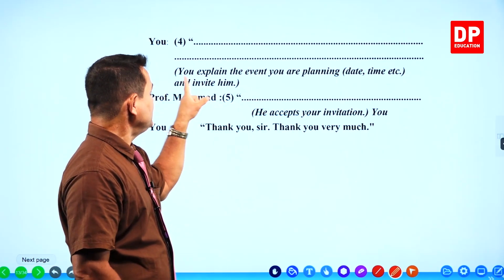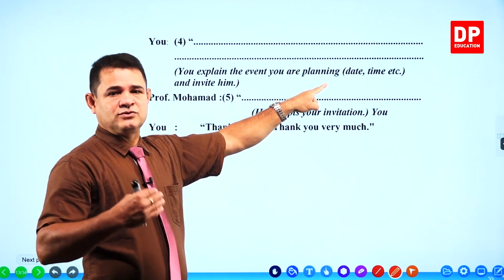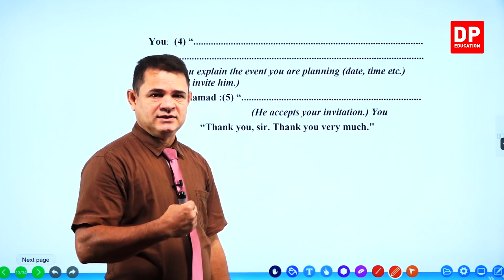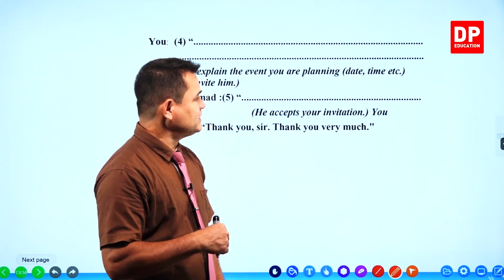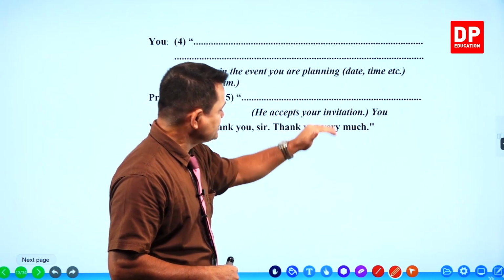So in this place only you explain the event you are planning. So we are planning English day and this day, this time, and we invite you to be the chief guest. And then Muhammad says something, then he accepts your invitation.